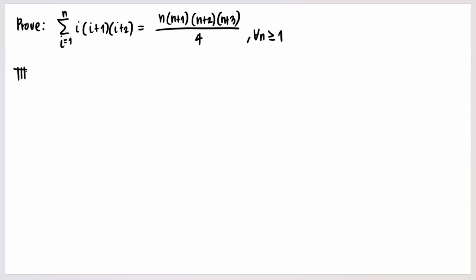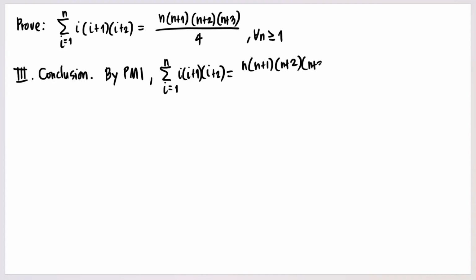And on to the last part, we have our conclusion, which is by PMI, proof by mathematical induction, the original equation, n times n plus 1 times n plus 2 times n plus 3 over 4, is true for all n greater than or equal to 1.